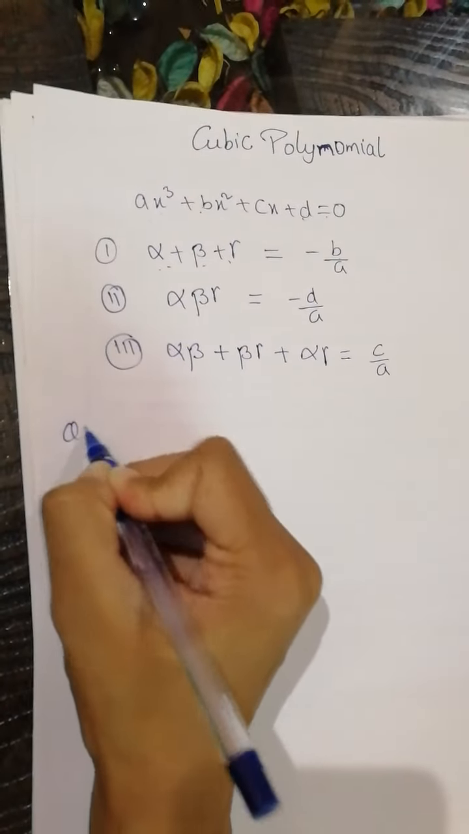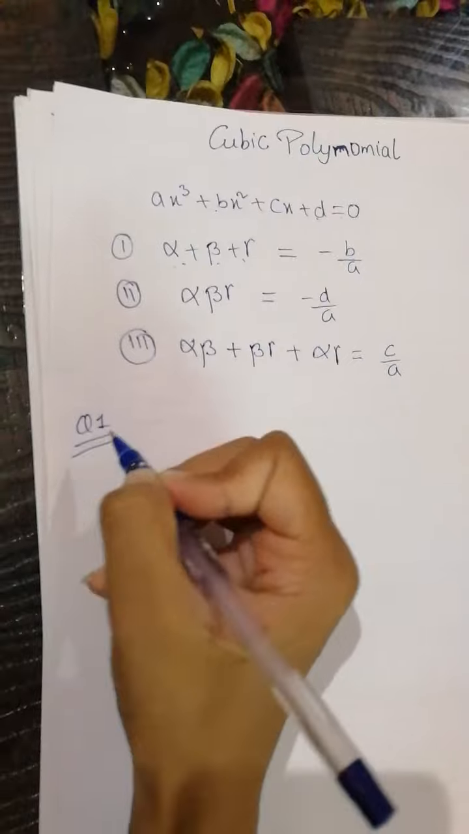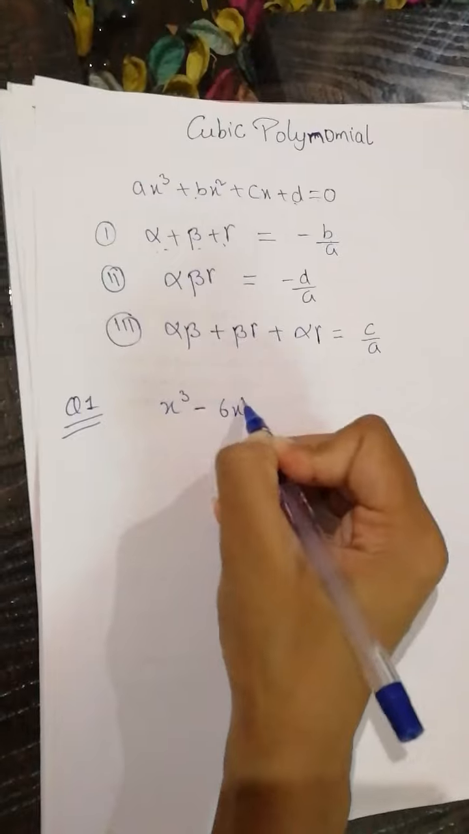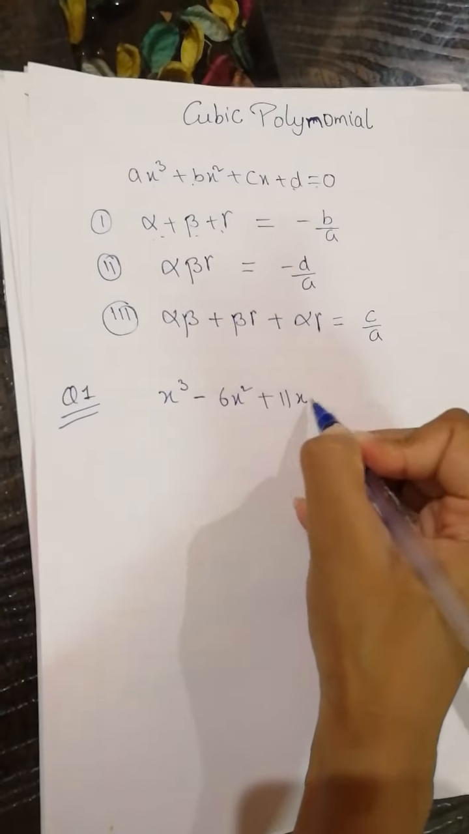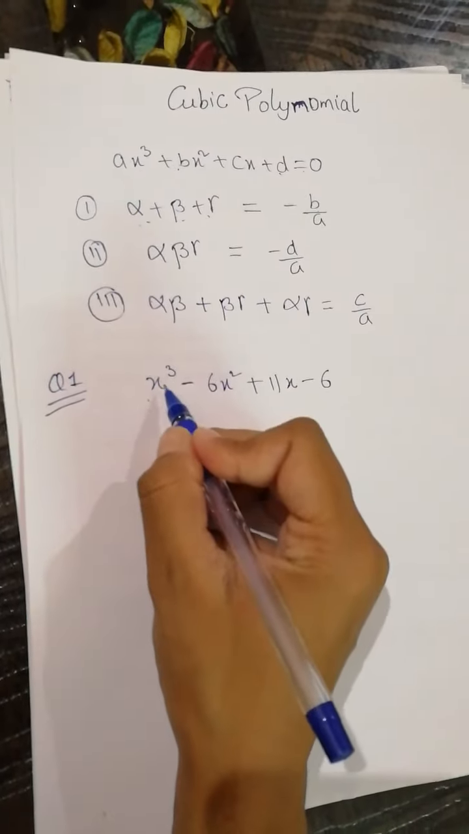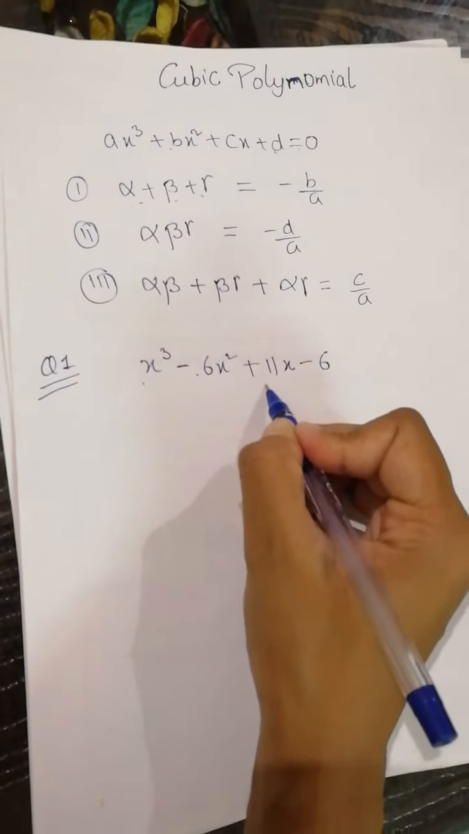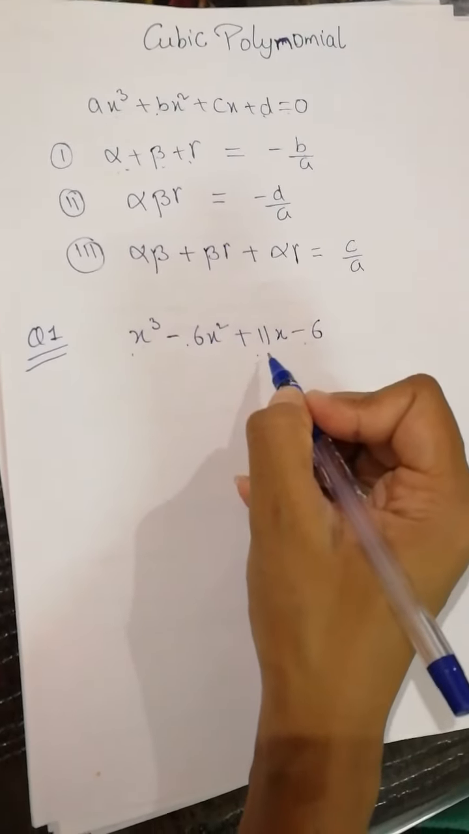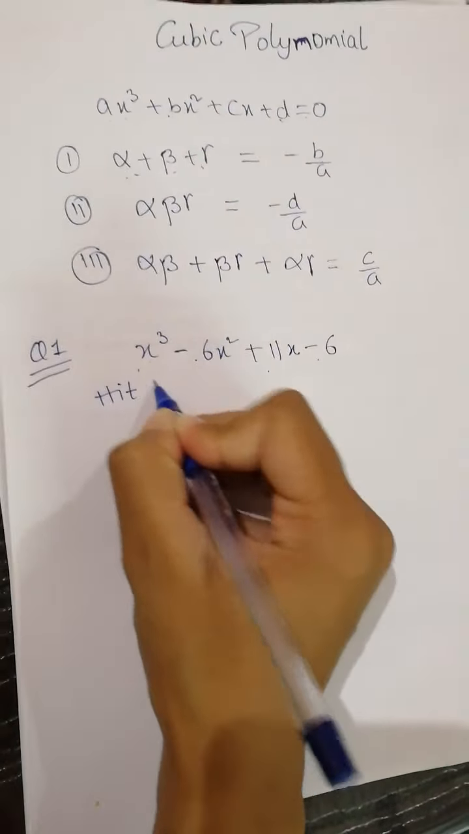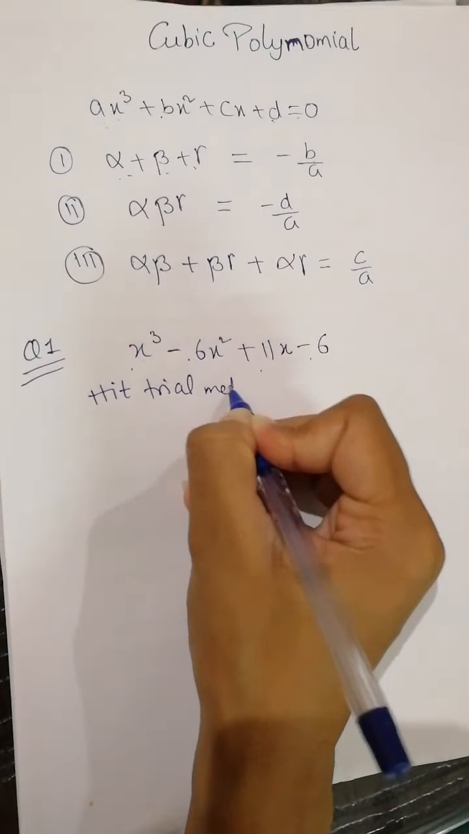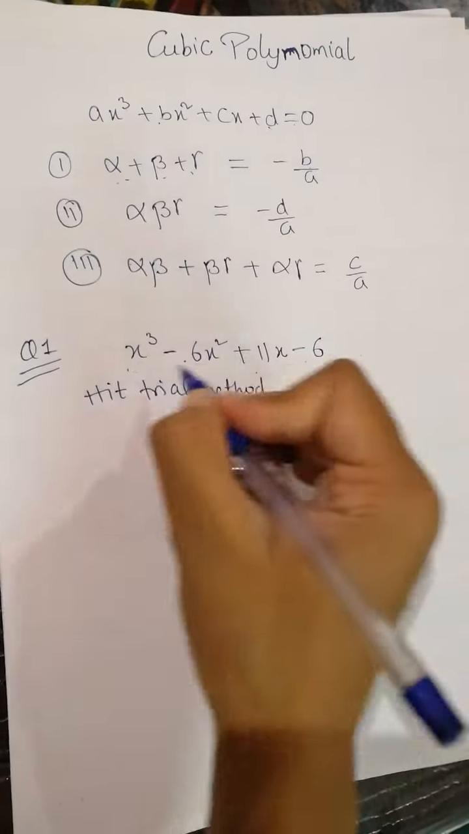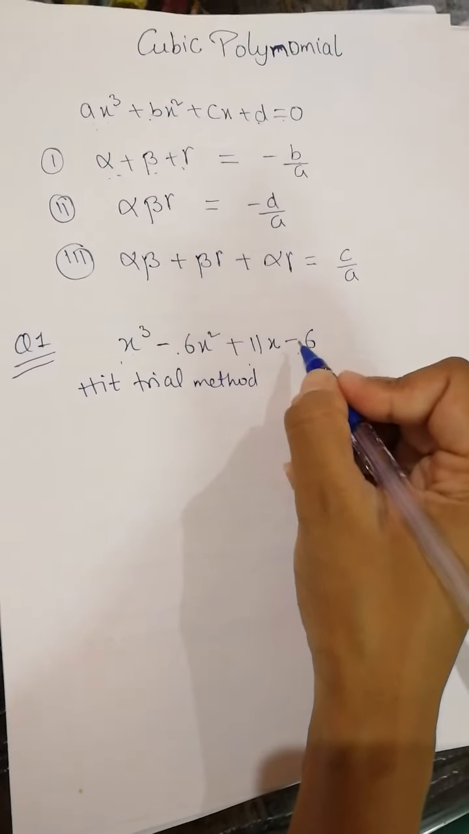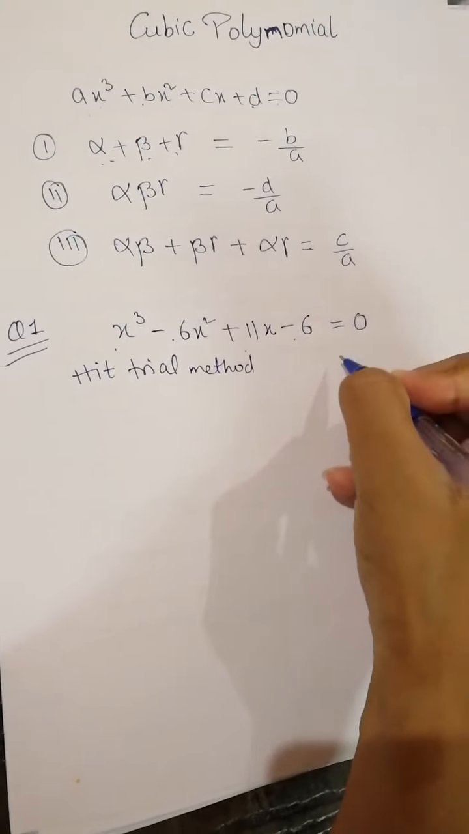So I'll take one example to clarify. The equation is x cube minus 6x square plus 11x minus 6. So here a is 1, b is minus 6, c is 11 and d is minus 6. To find the roots of this equation, first we'll use the hit and trial method. In the hit and trial method, I'll put a value of x in this equation and see whether it comes to 0 or not, because my RHS is 0.